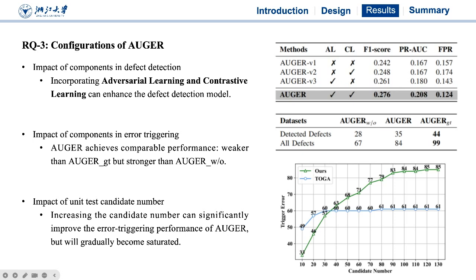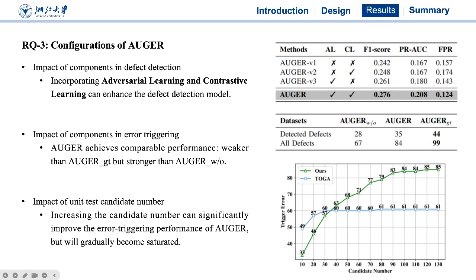Then the roles of different components in the defect triggering part of Augur were evaluated. We compared the impact on model performance of not using the attention guidance module and using ground truth location to guide the model. We found that Augur using ground truth location performed the best because it utilized completely correct defect location information to guide the large model and avoided misguidance caused by defect location errors.